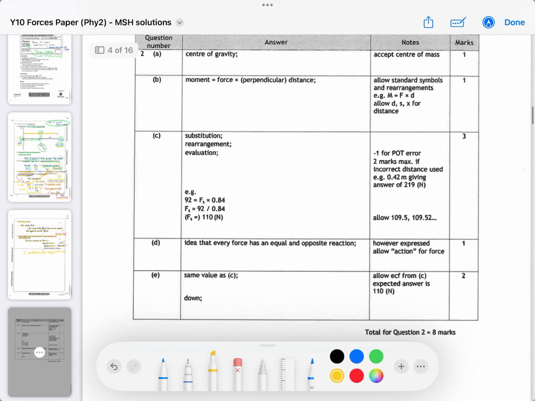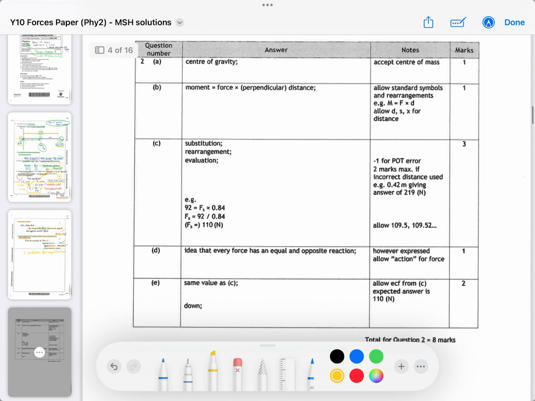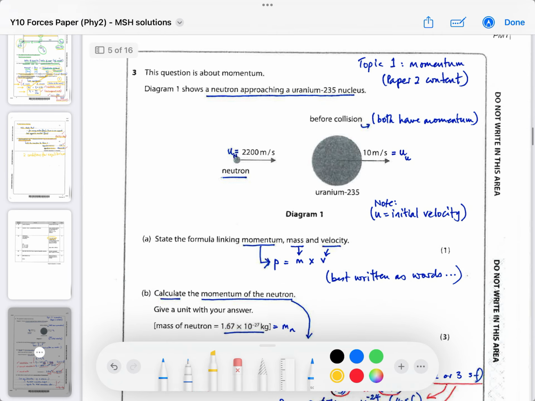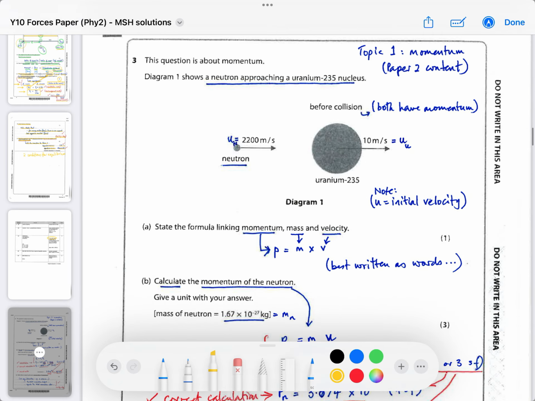So here's the mark scheme. I'll let you stop the video if you want to see their way of getting the marks. POT means power of 10 error. If you forgot to change centimeters to meters, you would have had a power of 10 error. That's it for question 2. It's the first question in this paper, question 2 from the exam that I took it from.